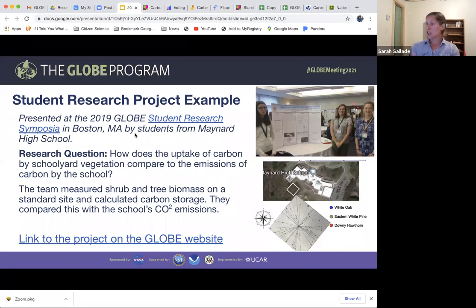And their research question was, how does the uptake of carbon by schoolyard vegetation compare to the emissions of carbon by the school? So they used a whole different set of calculations to figure out emissions of carbon by the school, but then they used our materials to figure out how much carbon was stored in the vegetation in their schoolyard by doing a single plot and then scaling up to that school site.